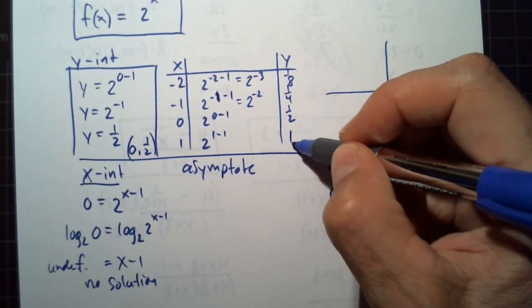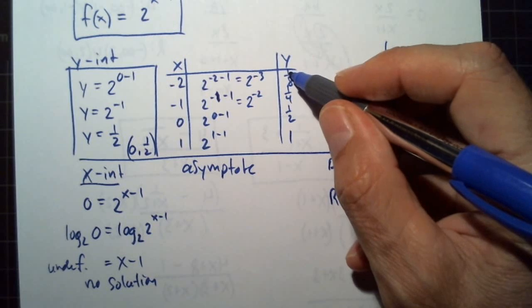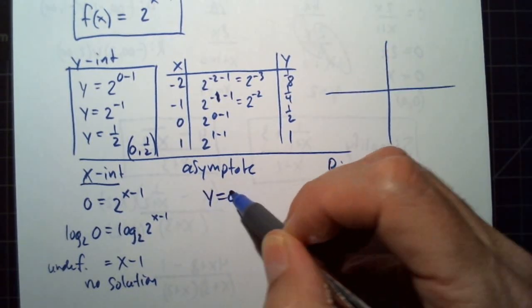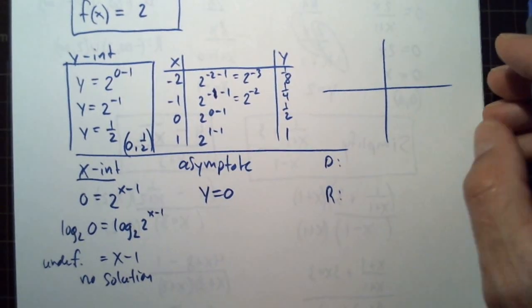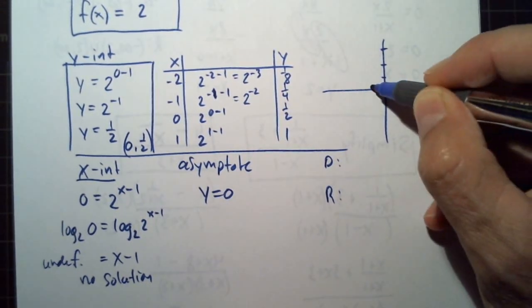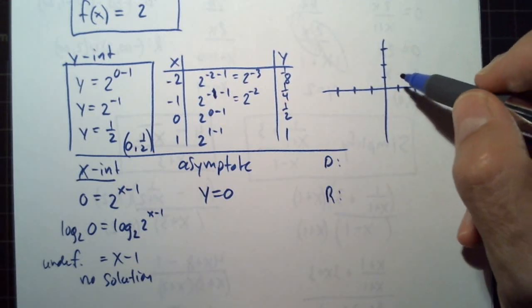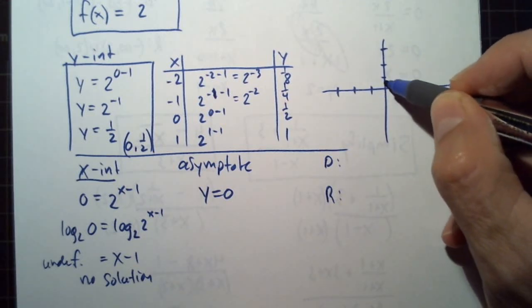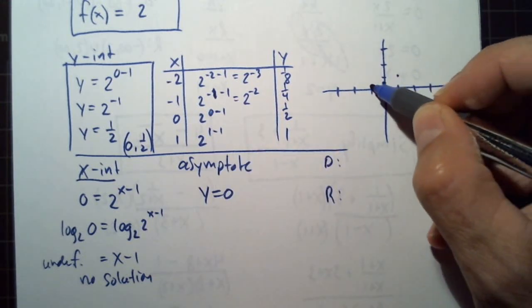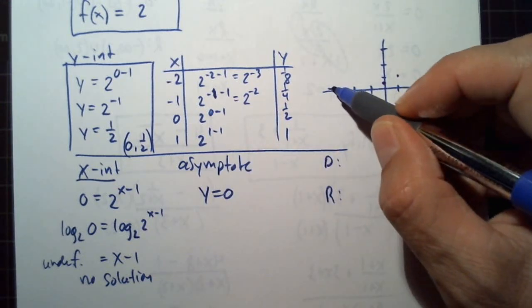From the table we can see that the y values are getting closer to 0. The asymptote is going to be y equals 0, and we can also see that on the graph. At 0 we'll go to 1/2. At 1 we go to 1. And then it just gets lower over there.